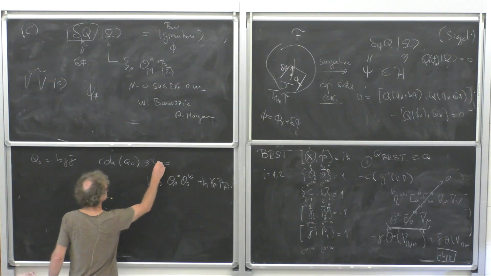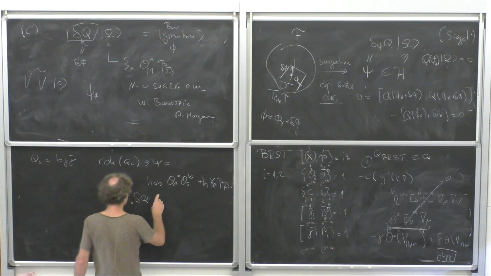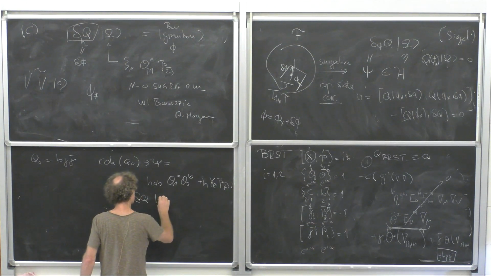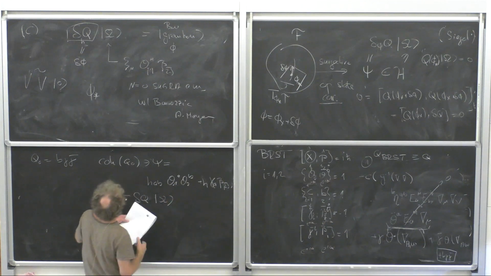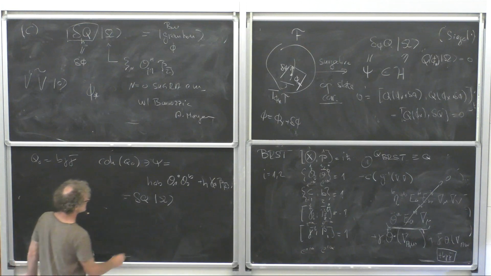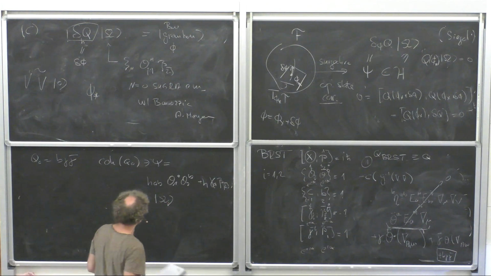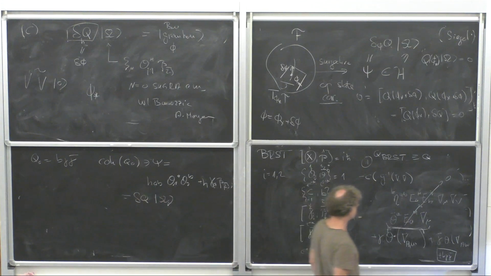I can write this state psi. It is equal to delta Q acting on the ground state, which is the same ground state as we have before, the one up there, and psi. Let me put maybe psi. So the way I get it is simply by acting.